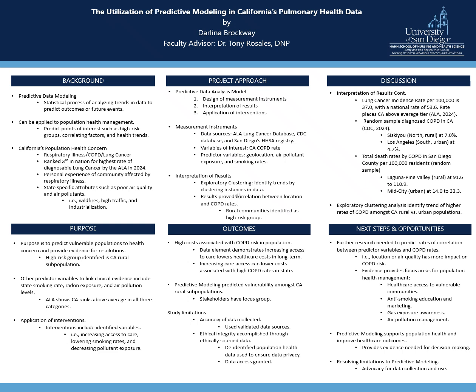Some examples include increasing healthcare access to vulnerable communities and increasing anti-smoking to lower smoking rates. The predictive modeling supports population health and improve healthcare outcomes by providing evidence needed for informed decision making. Resolving limitations to predictive modeling include advocacy for data collection and proper use.